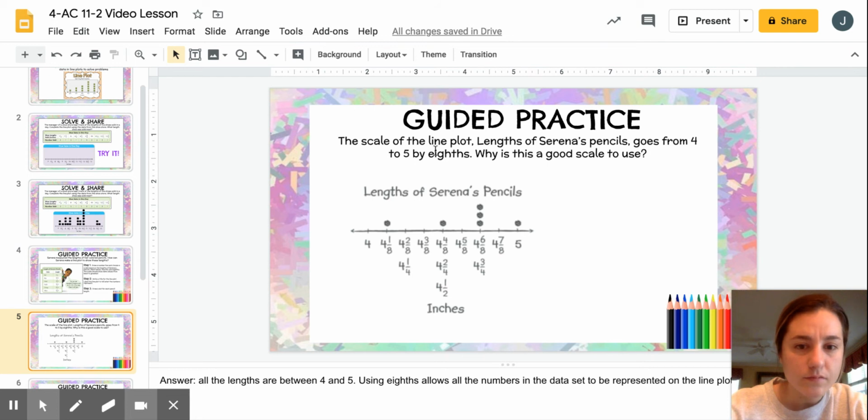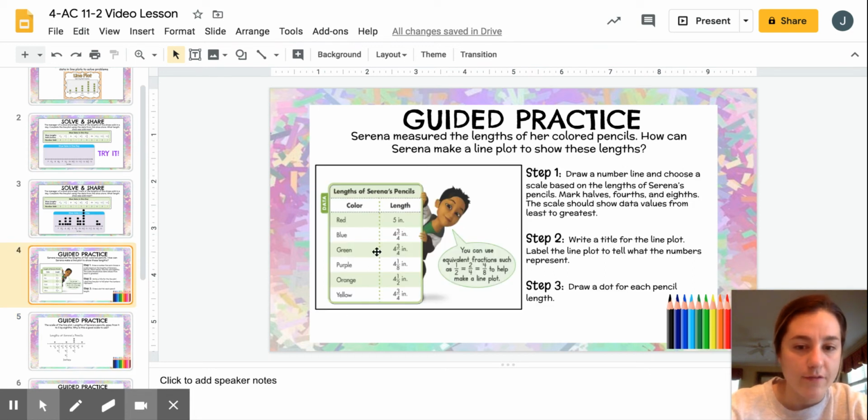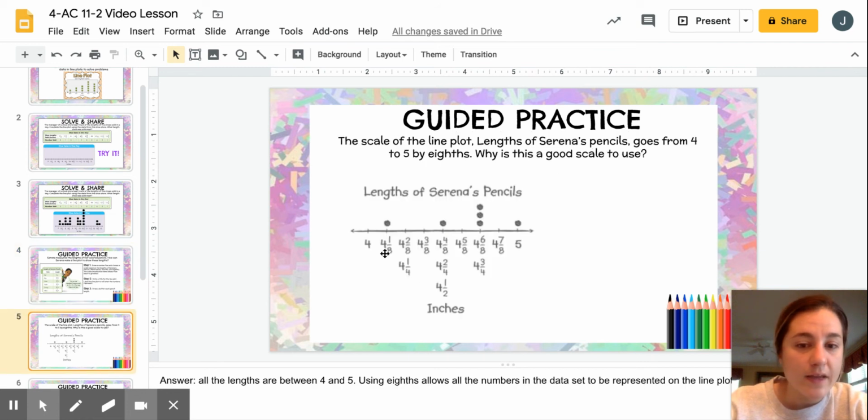It says the scale of the line plot lengths of Serena's pencils goes from 4 to 5 by eighths. Why is this a good scale to use? Well, why did we start at 4 and 5? If we look at all of our whole numbers, they all start with 4 or 5, and they're all in between 4 and 5. So we don't need any other whole number. So those are the two whole numbers we start with. And then it goes by eighths between 4 and 5, 4 and 1/8, 4 and 2/8, 4 and 3/8, 4 and 4/8, 4 and 5/8, 4 and 6/8, 4 and 7/8, and 5.